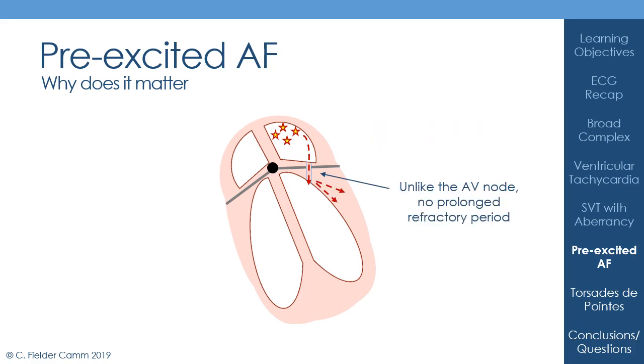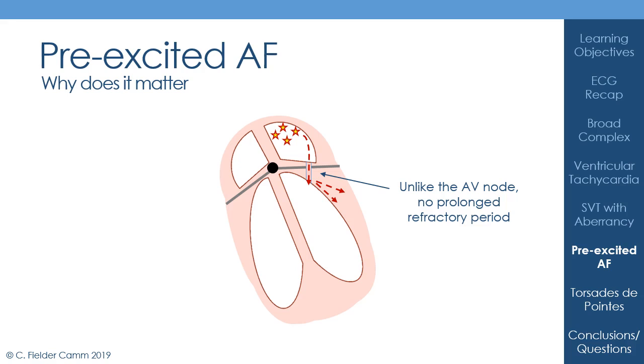Now, the AV node has a prolonged refractory period. Its job, in part, is to slow the number of, or reduce the number of signals that get from the atria into the ventricles. And we see that in things like atrial flutter, where although the atria is going 300 times a minute, actually the ventricles will normally go at 150, 175, all because of the AV node. Whereas if we block that AV node, then when we've got an accessory pathway, the signal will go down that accessory pathway.